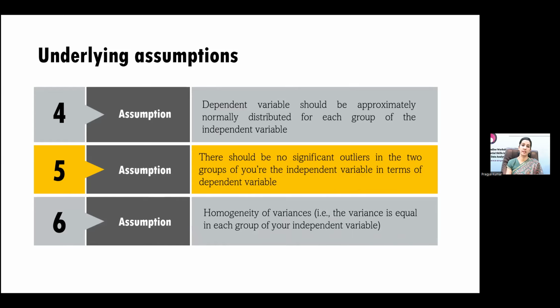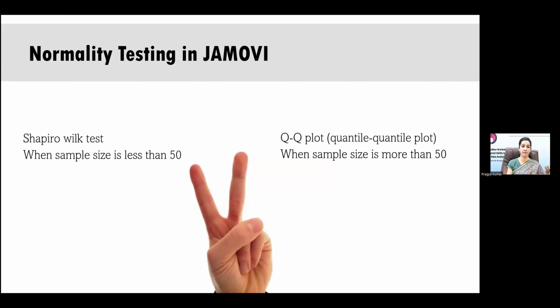And then the next assumption is regarding the homogeneity of variance. Since there are two independent groups, it assumes that these two independent groups are representing two different populations. So it says that the samples which you have withdrawn from the population, those two populations are having equal variances. That means variance is equal in each group of the independent variable. And this homogeneity of variance we test by a test known as Levene's test.